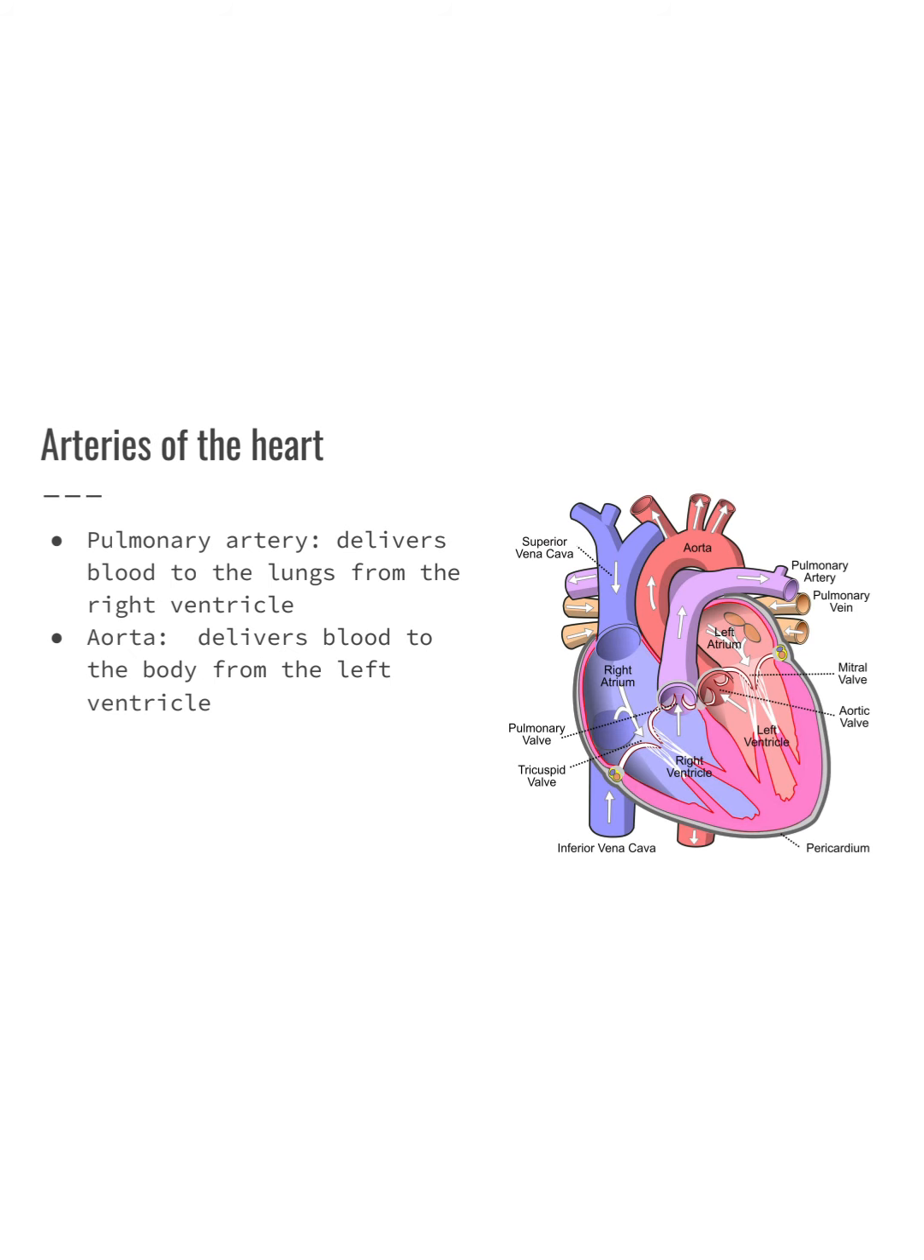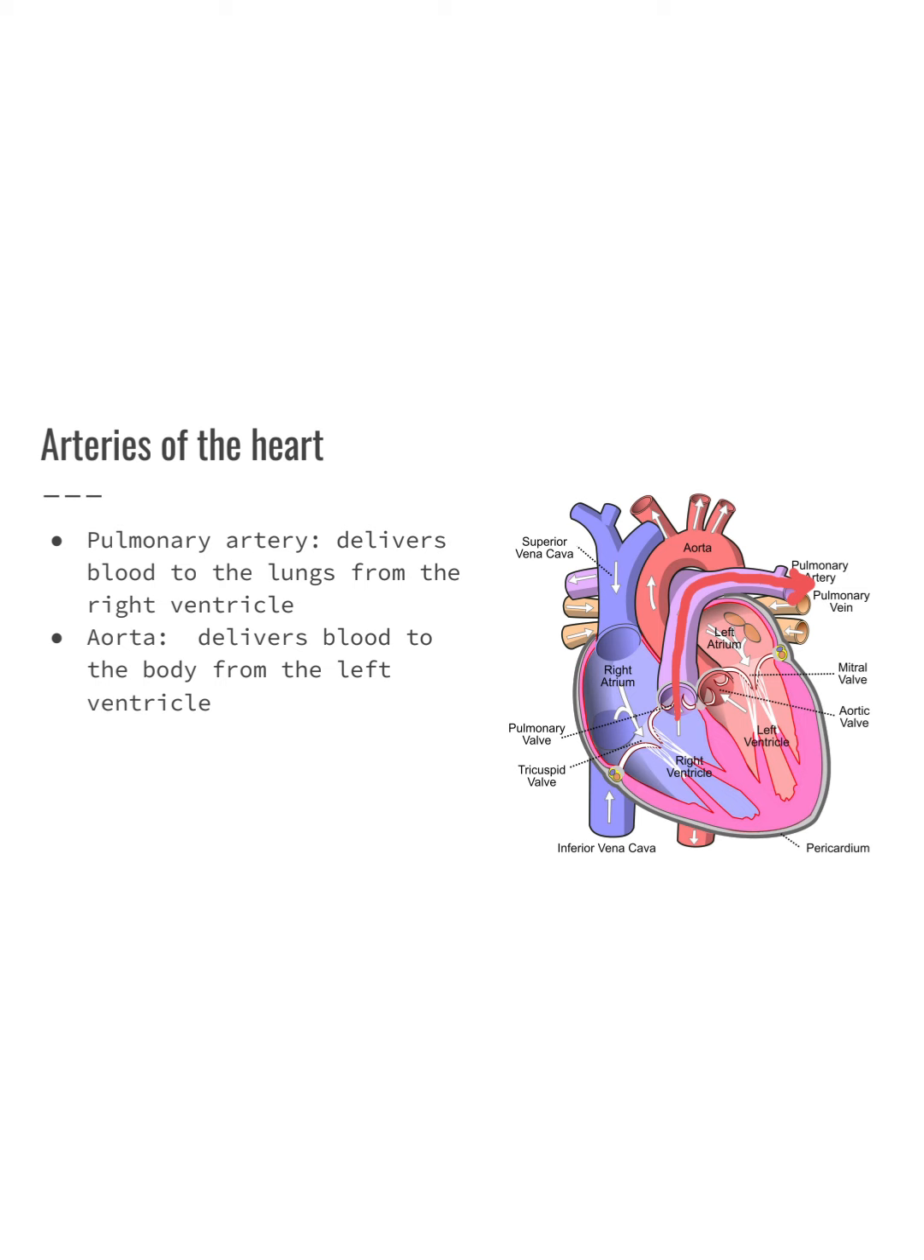From there, we can talk about the arteries of the heart. So first, we're going to start with the pulmonary artery. This delivers blood to the lungs from the right ventricle. So the pulmonary artery is right here, where I'm drawing this arrow, and that is taking blood that doesn't have any oxygen, right? Deoxygenated blood into the pulmonary artery and to the lungs from the right ventricle.